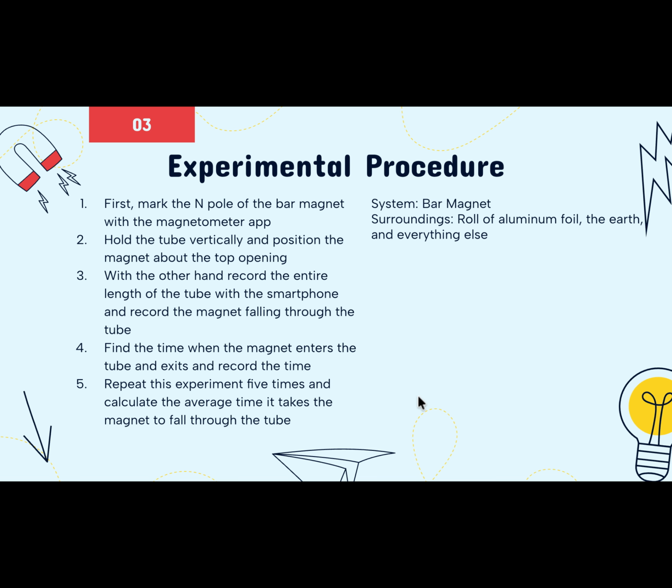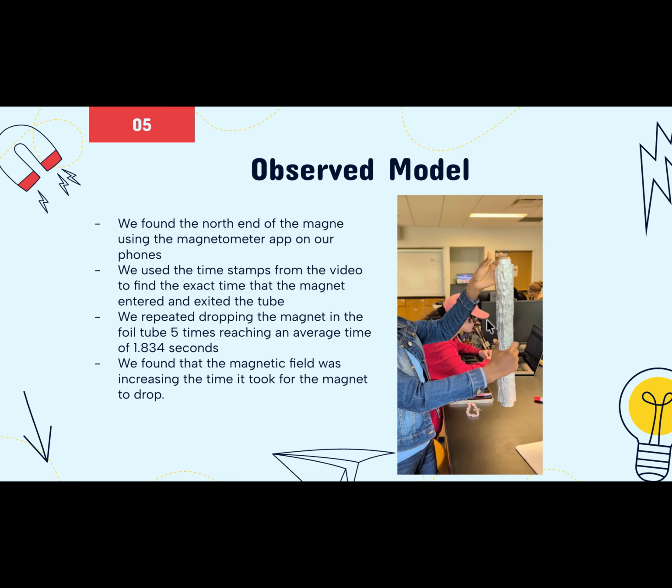So our system was our bar magnet, and our surroundings were the rolls of aluminum foil, the earth, and everything else. And then here's a picture of us doing the experiment. We dropped it 5 times, reaching an average time of 1.834 seconds, and we found that the magnetic field was increasing the time it took for our magnet to drop.